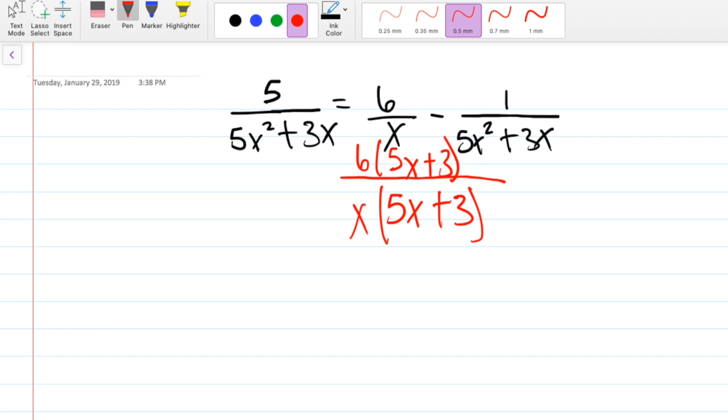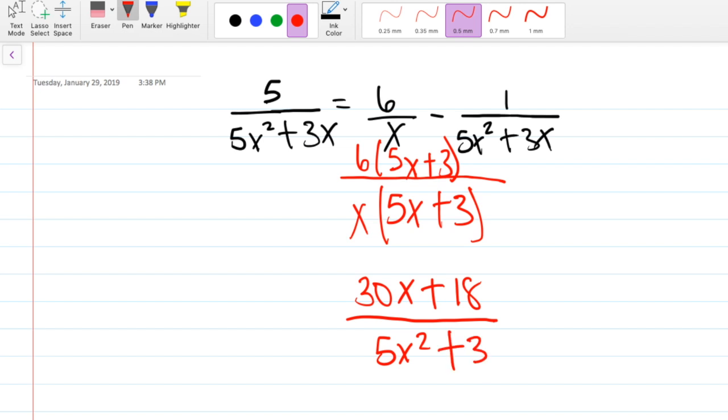So now we have 30x plus 18 over 5x squared plus 3x. Now, if you don't know how I did that, all I did was distribute the 6 to the 5x, that gave me 30x right here. Distribute the 6 to the 3, that gave me 18. Distribute the x to the 5x, gave me 5x squared. The x, and I thought I hit the button again, the x to the 3, and it gave me 3x. So that's exactly what we did.